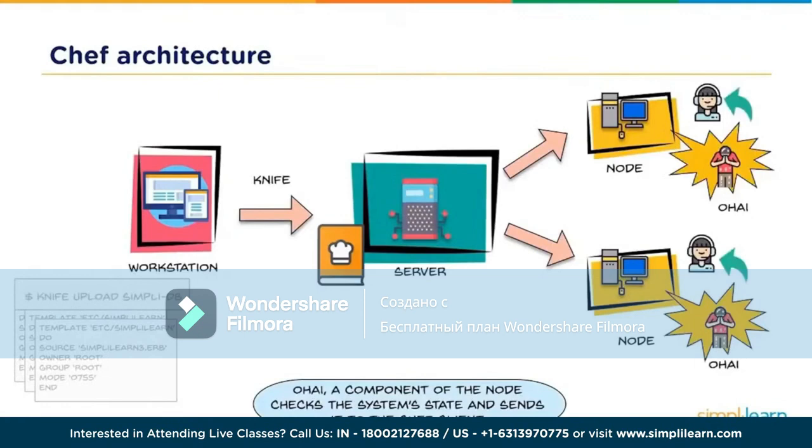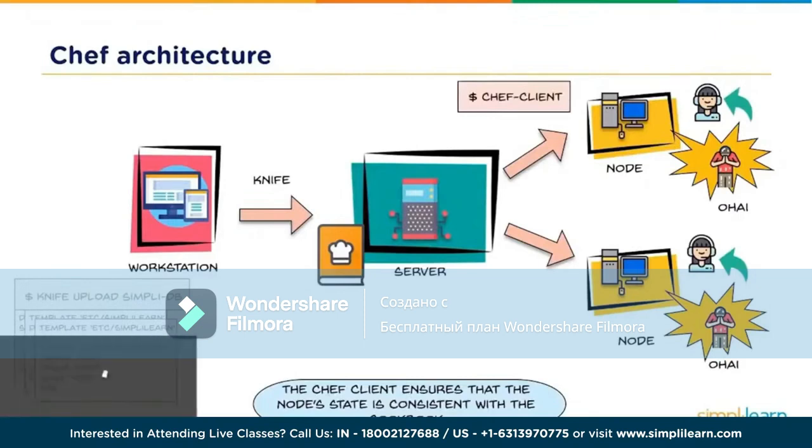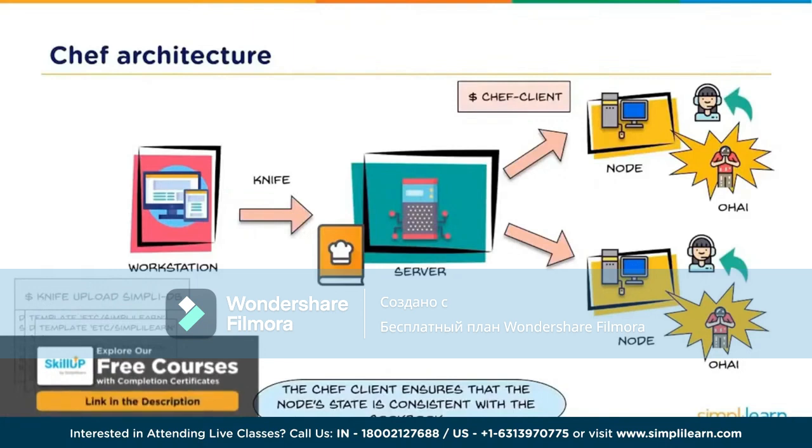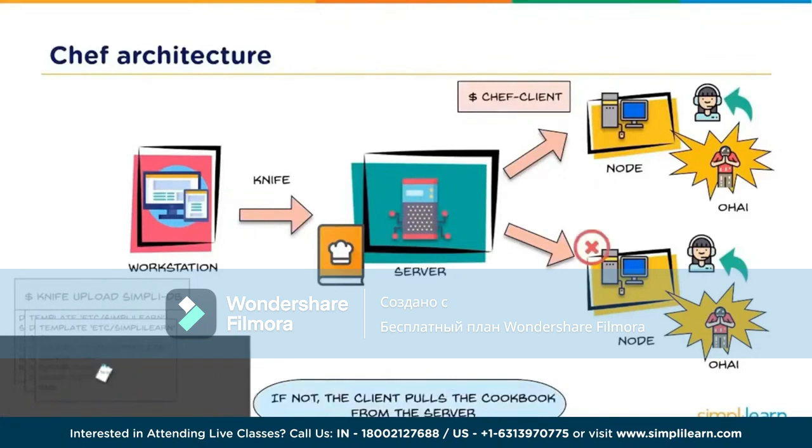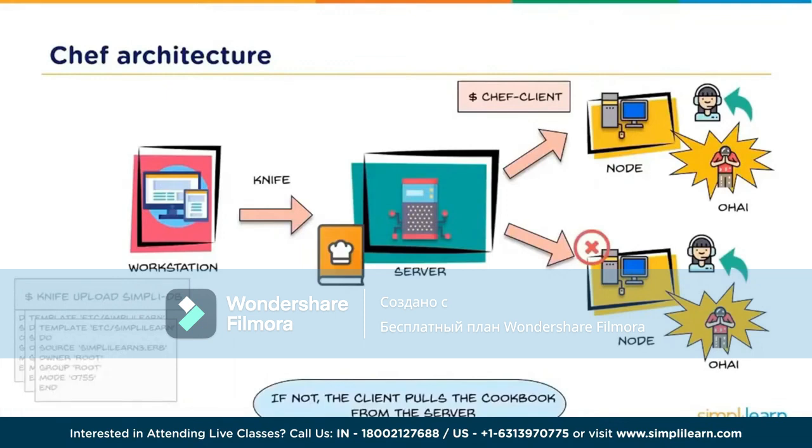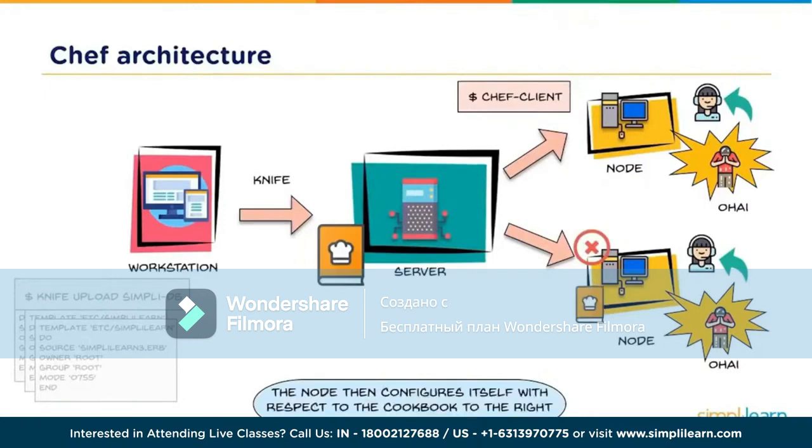We then move on to our node machines. At our nodes, we run the Ohai service. The Ohai service will collect all information regarding the current state of your nodes and send it over to the Chef client. When you run the Chef client, this information is sent over to the server and tested against the cookbooks. So if there is any discrepancy between the current state of your nodes and the cookbook, that is, if one of the nodes does not match the configurations required, the cookbook is then fetched from the server and executed at the node. This sets the node to the right state.